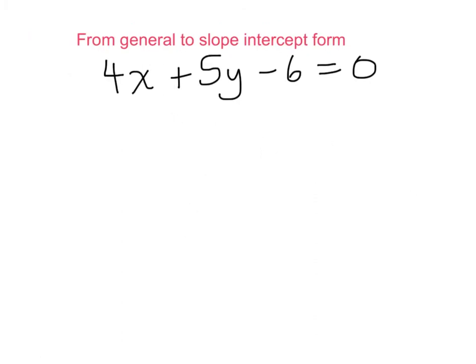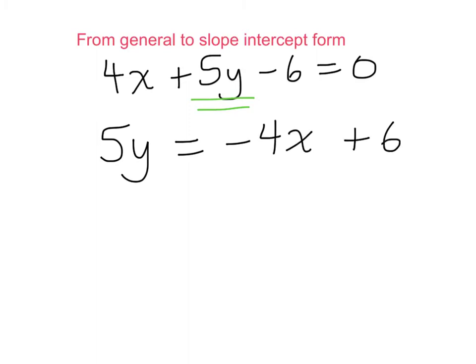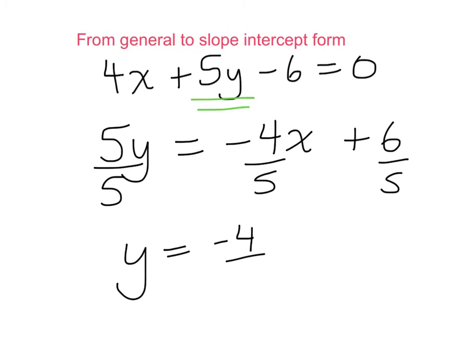All right, here's the second way to rearrange that equation to get y equals mx plus b. This time, we're going to isolate the y. So we're going to start off with the basics and move everything to the other side. So 5y equals minus 4x plus 6. And you know what's next. Divide everything by 5. And so y equals minus 4/5 x plus 6 over 5.